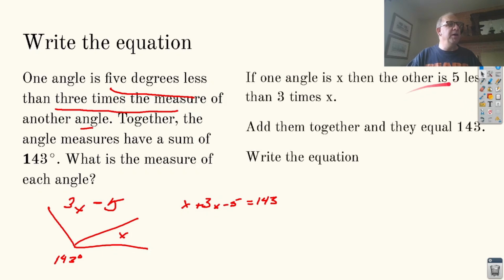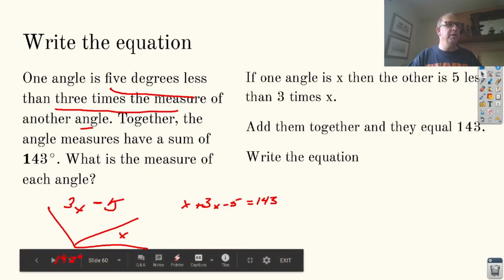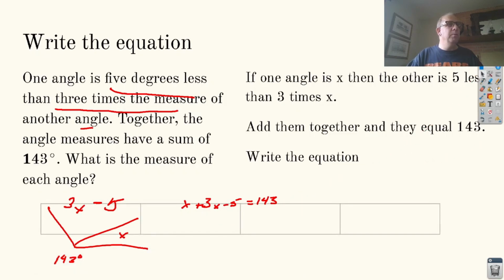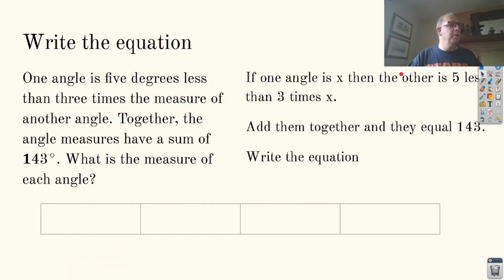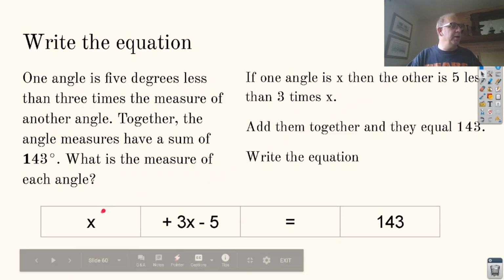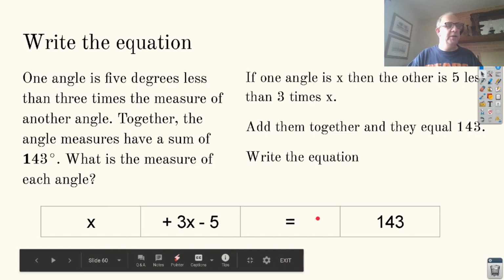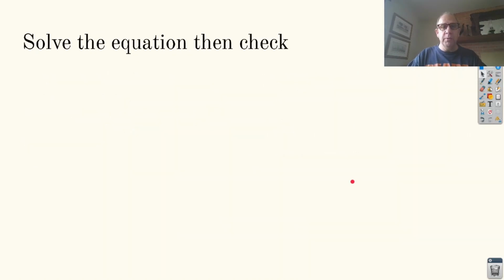Okay, so let's see how well I did. One angle is x, then the other is 5 less than 3 times x. Add them together, they equal 143. Write the equation. There's the equation: x plus 3x minus 5 equals 143. All right. What is the measure of each angle? So now we have to solve.